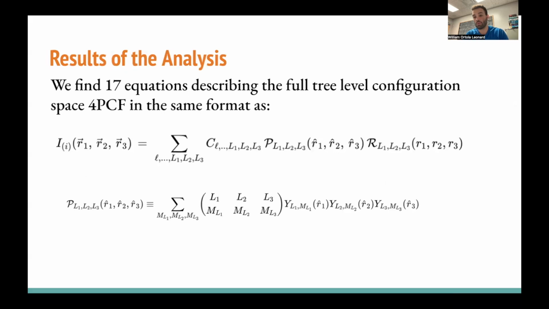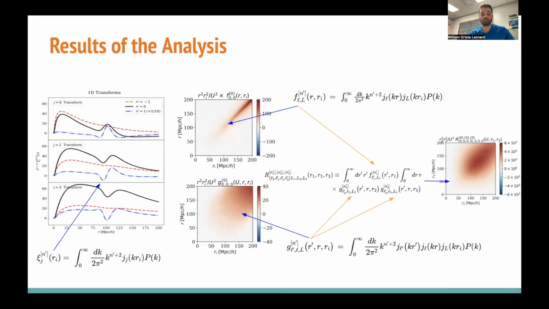And so what we find is 17 equations that describe fully the three-level configuration space or the 4-point correlation function in the following format that I'm showing you here, where we have some constants that come from integration or decoupling, some denominators. Then we also have radial integrals, which depend on the magnitude of the vectors R1, R2, and R3. And then we also have the isotropic basis functions, which is basically a combination of 3 spherical harmonics, as we can see here. Let me show you now some of the results for radial integrals for some of them.